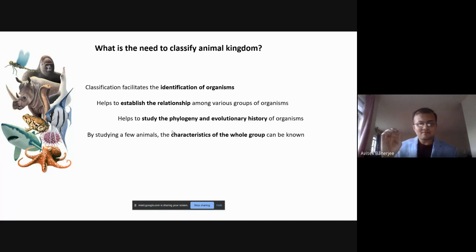And the beauty of this animal classification is that by studying a few animals, the characteristics of the whole group can be known. So you don't have to go into the field and study each and every individual. If I say, okay, I got a new animal from a field study, and I can identify, okay, this is a vertebrate, so I will go deep into vertebrate characteristics, not thinking of anything else. So these are the needs of animal classification.